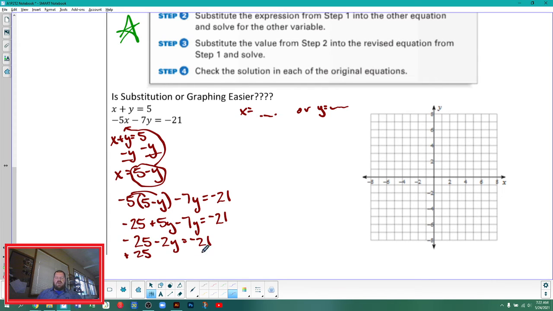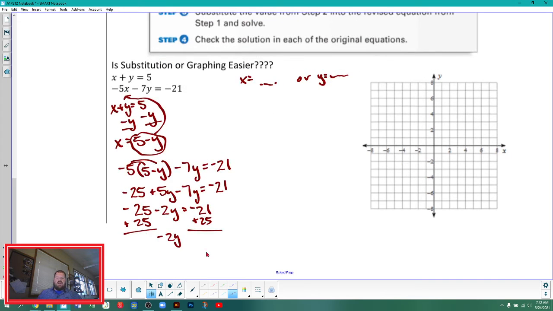I'll add 25, and I'll get -2y, running out of room here. -2y is equal to +4. So when I divide by -2, I get y is equal to -2.